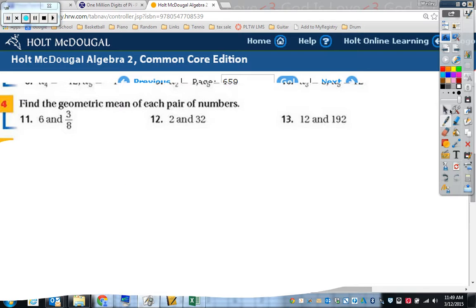Alright, so go ahead and pause the video and find the geometric mean of the pairs shown.